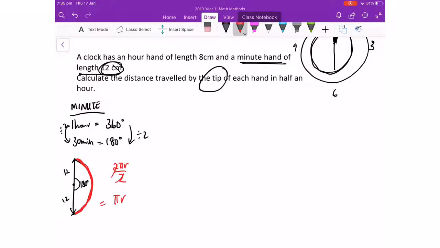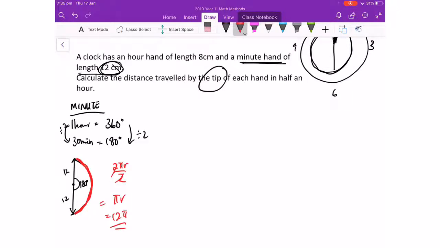So r in this case is what? So we've got 12 pi. Okay, so that's my first part here.